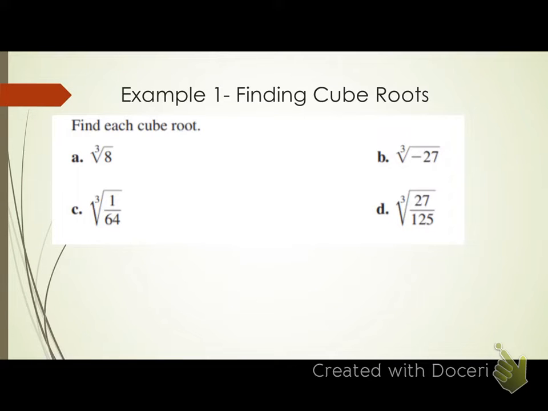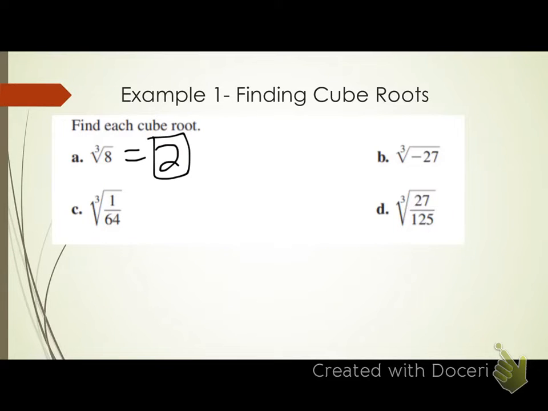Okay. Find each cube root. So letter A, I want to find the cube root of 8. So I want to find the number that when it's multiplied by itself and multiplied by itself again gives me 8. So a number to the third power that gives me 8. So what number do you think that is? 2. Okay, let's try it out. 2 times 2 gives me 4. Times 2 again gives me, there we go. Cube root of 8 is 2. We okay with that? Do we understand the concept behind a cube root?